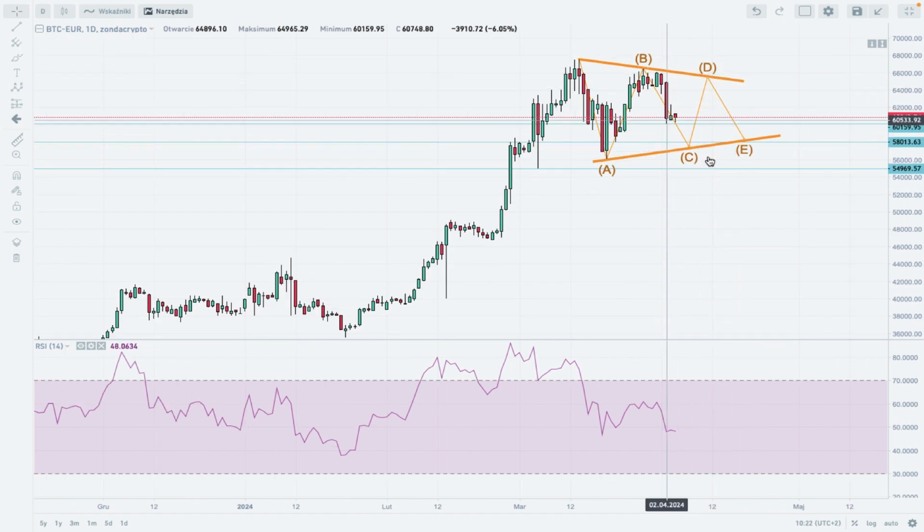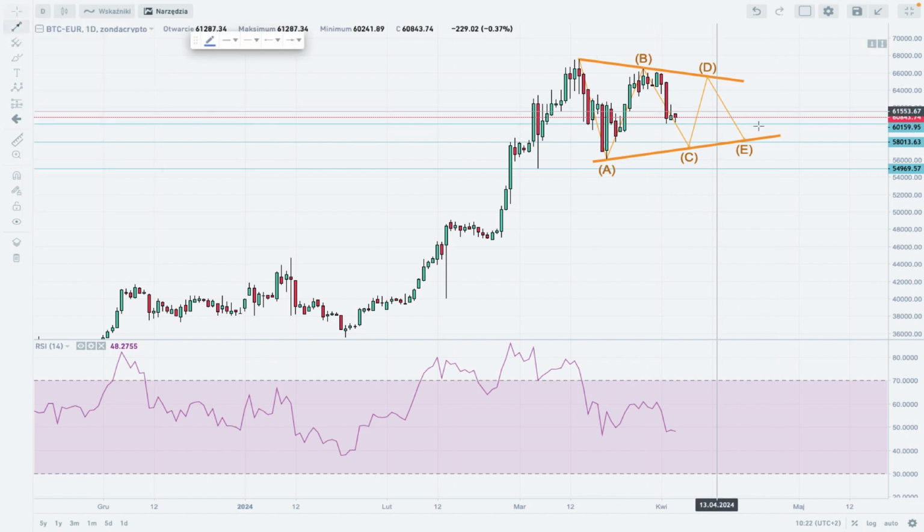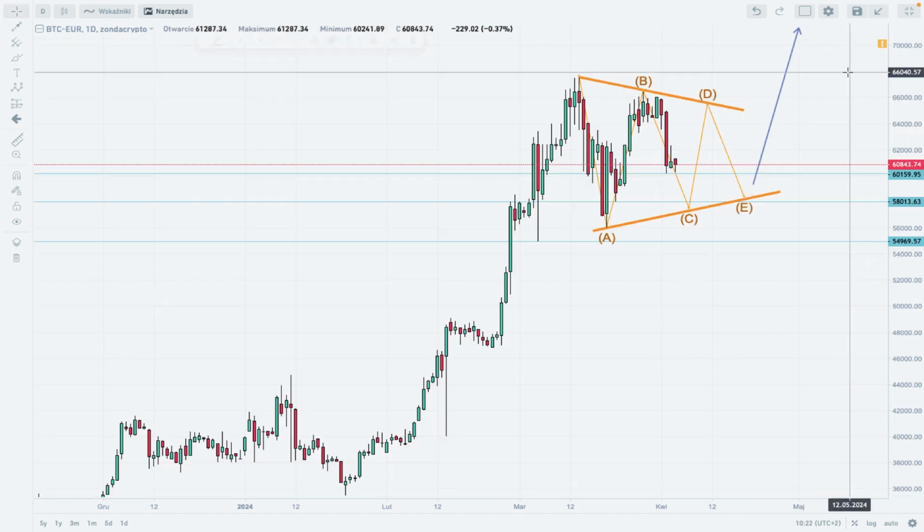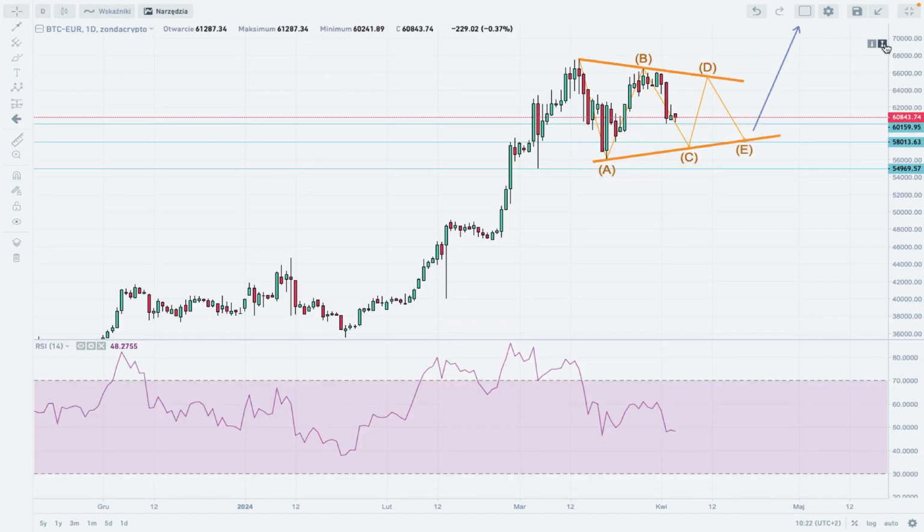It should take roughly around 2 weeks to complete this triangle. And if I am correct, if this scenario is correct, then after the triangle is done, we should see a breakout to the upside. So that's my scenario for the Bitcoin to euro.